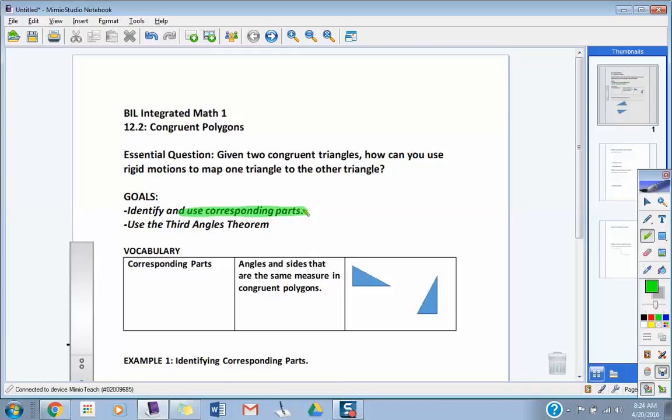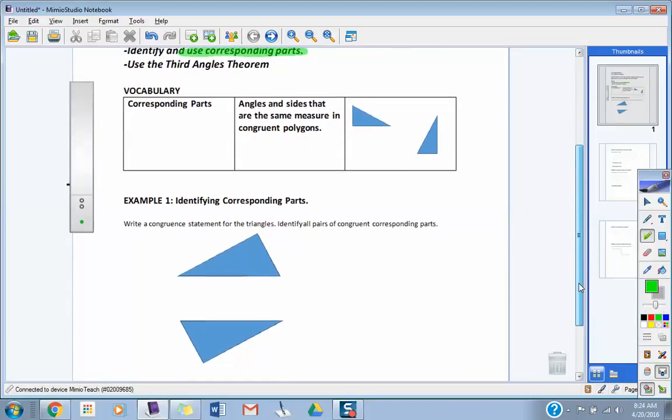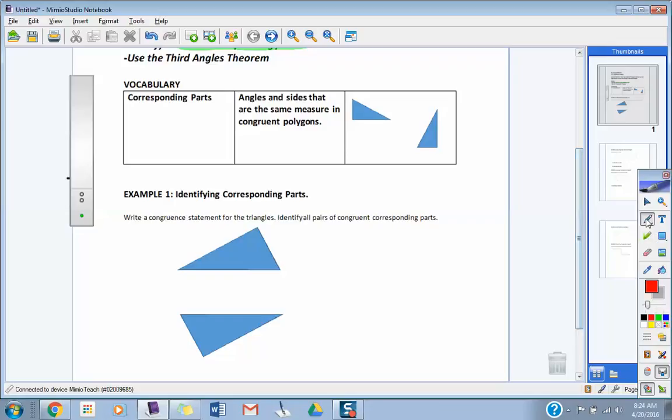So let's do this first, guys. Let's first of all talk about what corresponding parts of congruent figures are, specifically in this example right here. Corresponding parts are angles and sides that are what? The same measure in congruent polygons. All right? Let's do this. I'm going to label my triangles over here in my vocab. Call this triangle up here ABC.